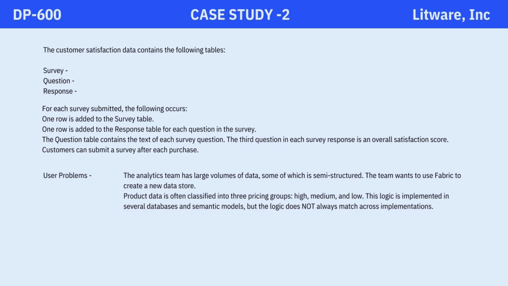User problems. The analytics team has large volumes of data, some of which is semi-structured. The team wants to use Fabric to create a new data store. Product data is often classified into 3 pricing groups: high, medium, and low. This logic is implemented in several databases and semantic models, but the logic does not always match across implementations.